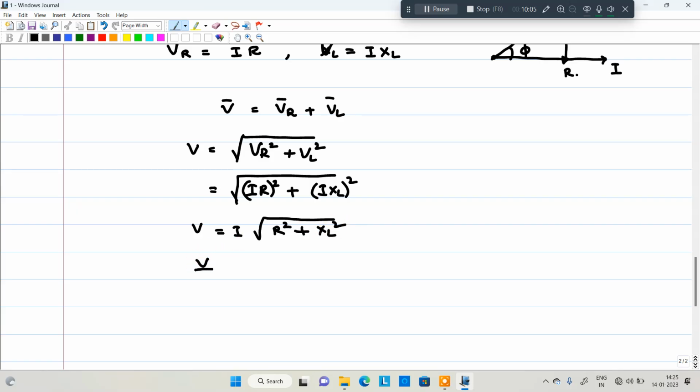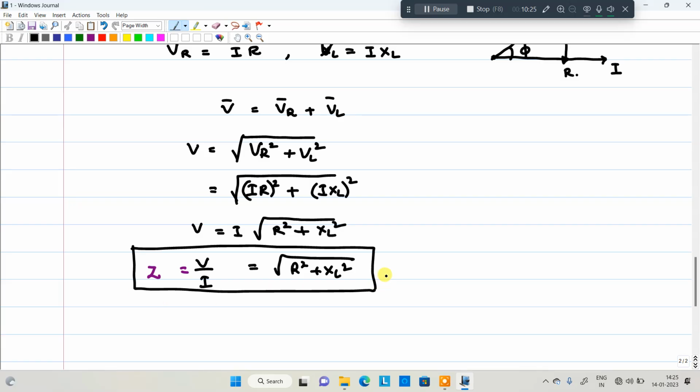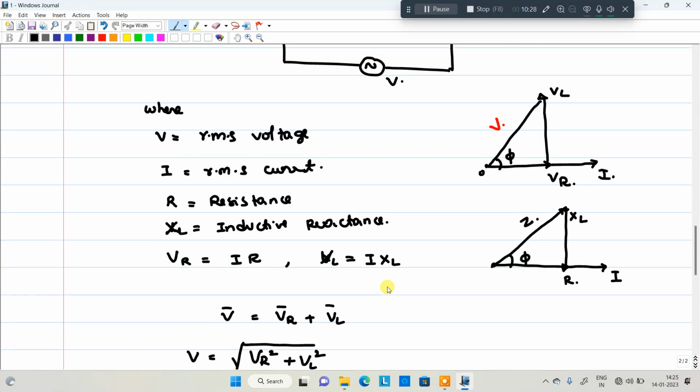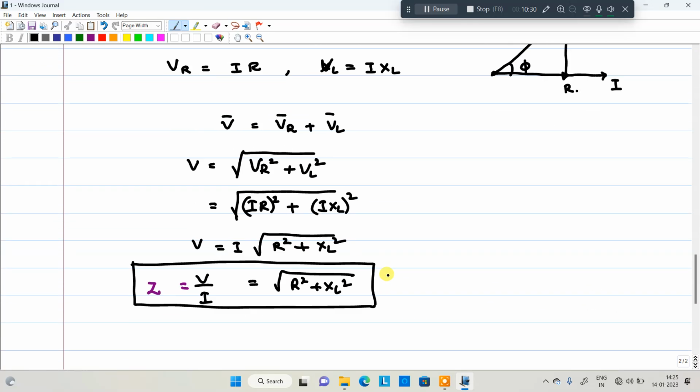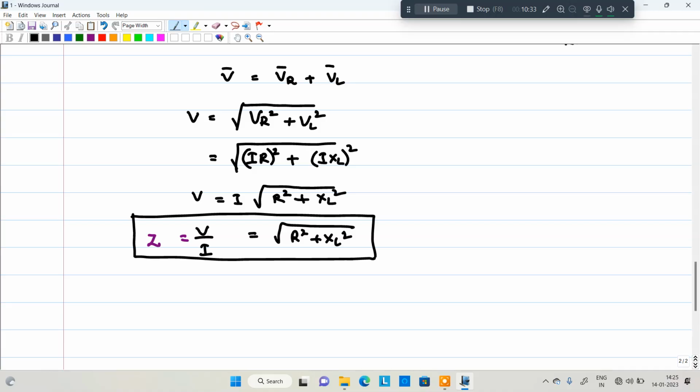From that, V by I, in case of an AC circuit, V by I is nothing but the impedance Z. So finally Z is equal to square root of R square plus XL square. This is a formula I need to remember. So what is the impedance of an RL series circuit? Square root of R square plus XL square. Then the current formula: I is equal to voltage divided by impedance. We can use this formula also if you want the current.